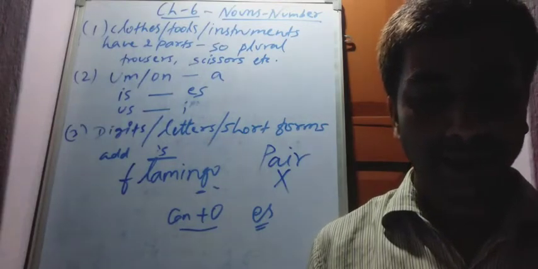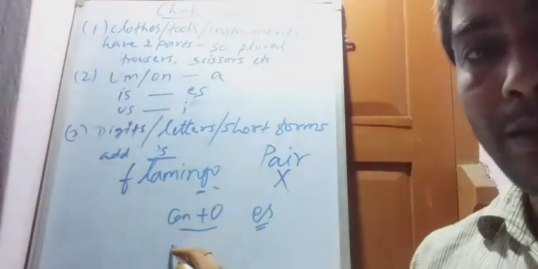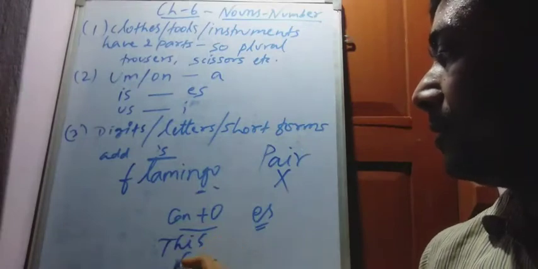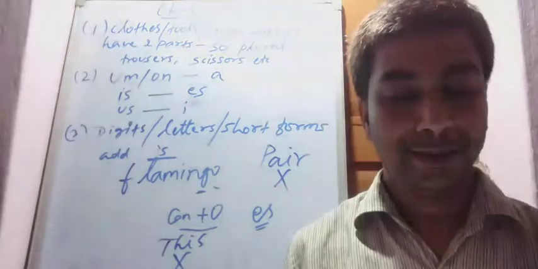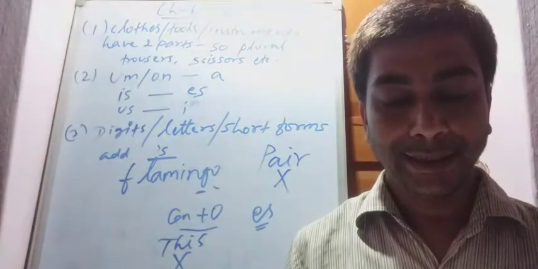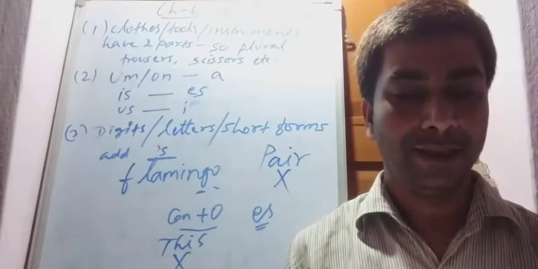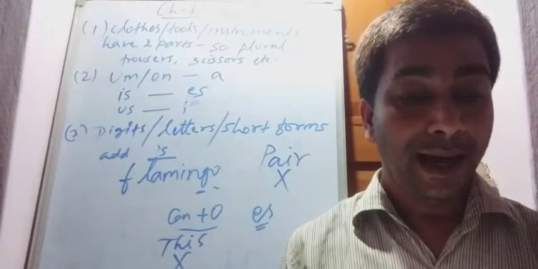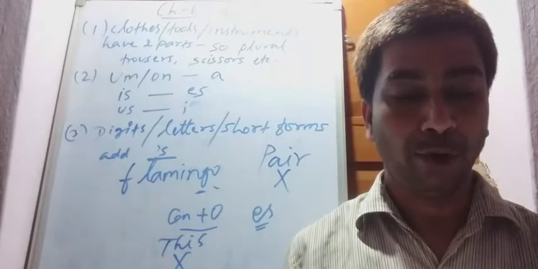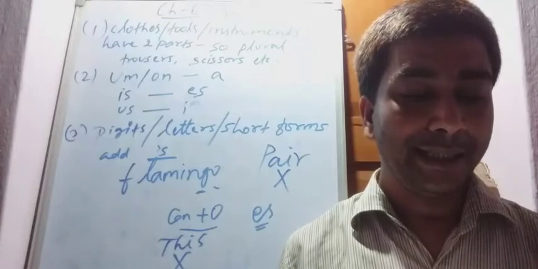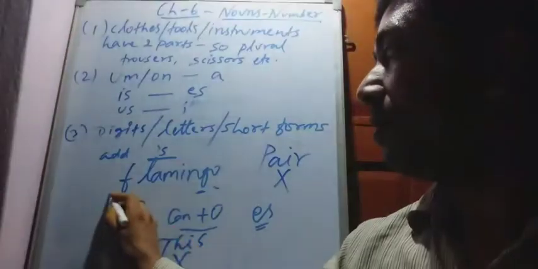Second number, these scissors, plural. So cross this. This is wrong, these is right. Third, could you pass me some potato? Cross some. Fourth number, I need pliers, not a pliers. Scissors are plural, so I need some. Cross a.